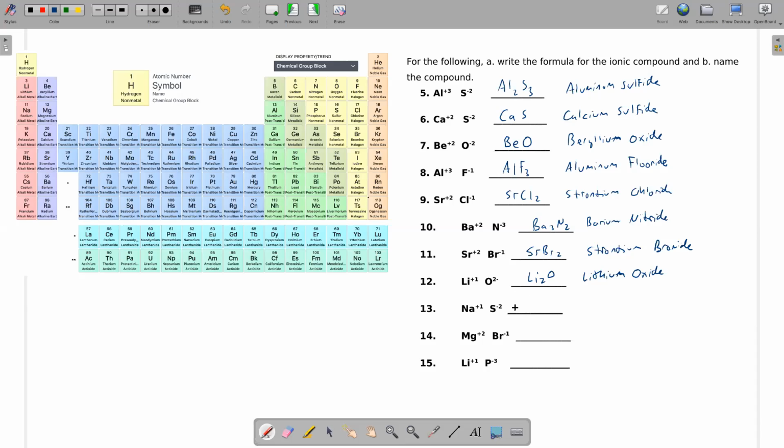So sodium and sulfur is going to be Na2S, sodium sulfide. And then magnesium and bromine and magnesium bromide is going to be MgBr2.